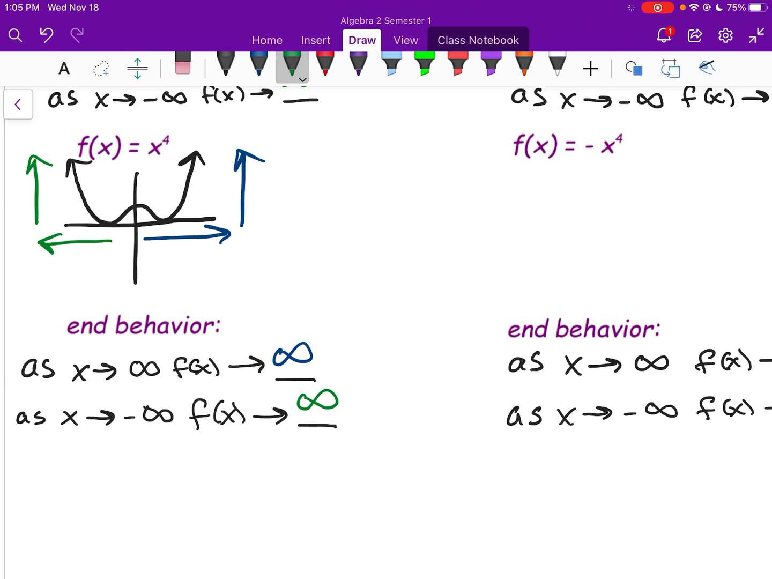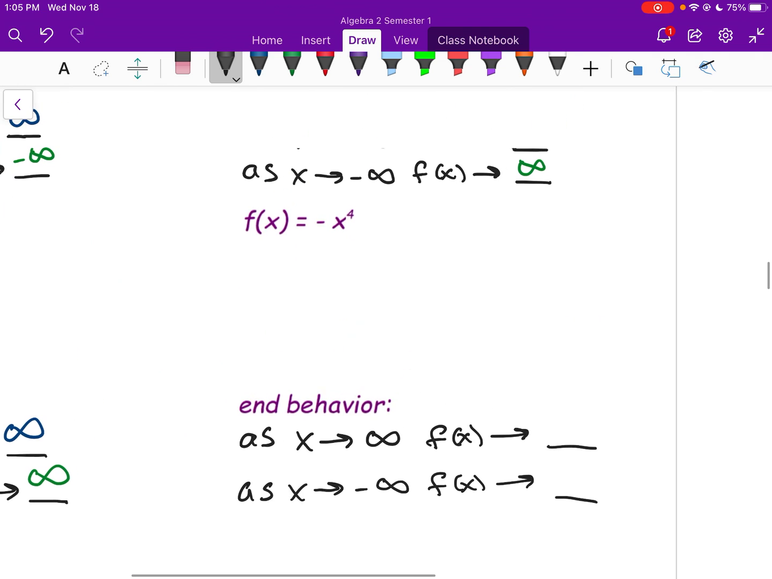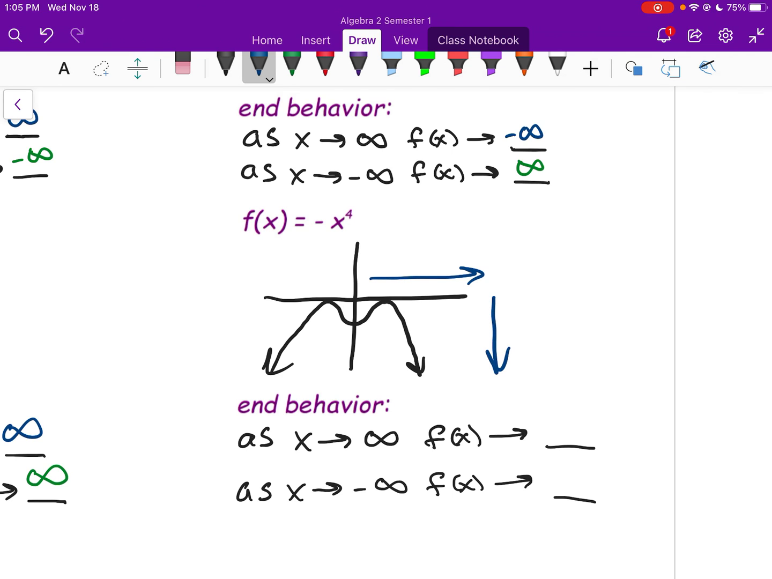a quadratic. If that a value, the leading coefficient right here, what would be in front of that leading term, if it's positive, it opens up. If it's negative, it opens down. All right, so negative x to the fourth. So think of it just like a parabola or a quadratic function with that negative leading coefficient. Just now we have those turning points. As x approaches positive infinity, f of x is approaching negative infinity. As x approaches negative infinity, f of x is approaching negative infinity.